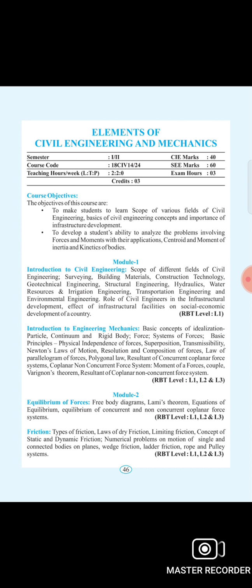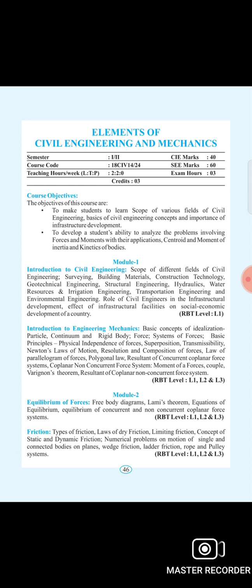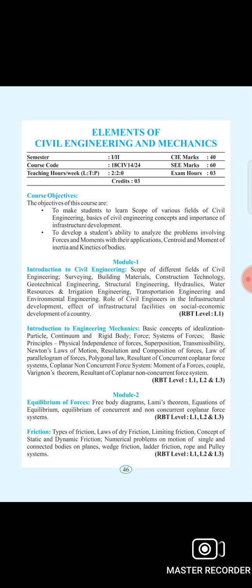That is 4 hours per week, and we can see the CIE marks and SEE marks. CIE is the continuous internal evaluation marks, which is for 40, and SEE, the semester end examination marks, is for 60. You will write the exam for 100, but that will be reduced to 60 marks at the end. This subject has 5 modules, and before going to the subject, the course has its objectives and outcomes.